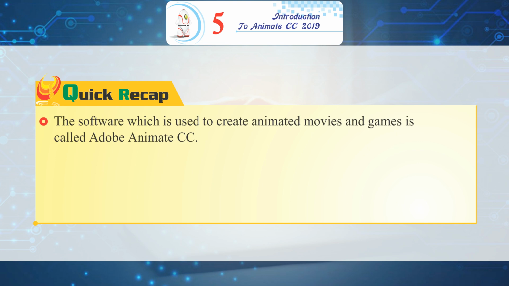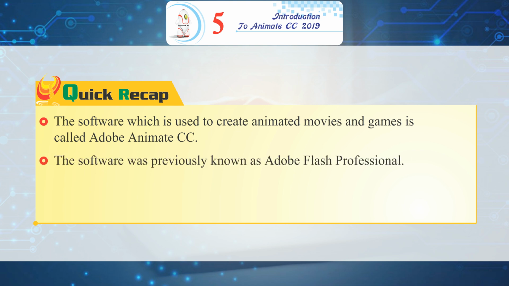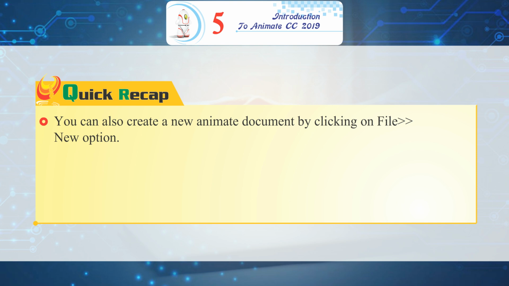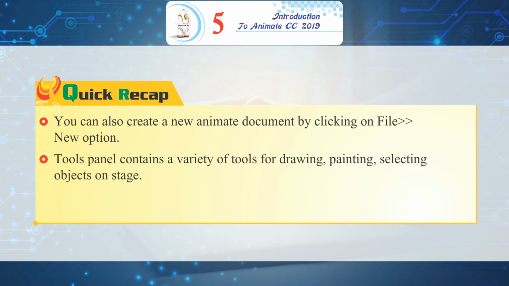Quick recap. The software which is used to create animated movies and games is called Adobe Animate CC. The software was previously known as Adobe Flash Professional. The main components of an Animate interface are Stage, Timeline, Properties panel, and Tools panel. You can also create a new Animate document by clicking on File, then New option. Tools panel contains a variety of tools for drawing, painting, and selecting objects on stage.